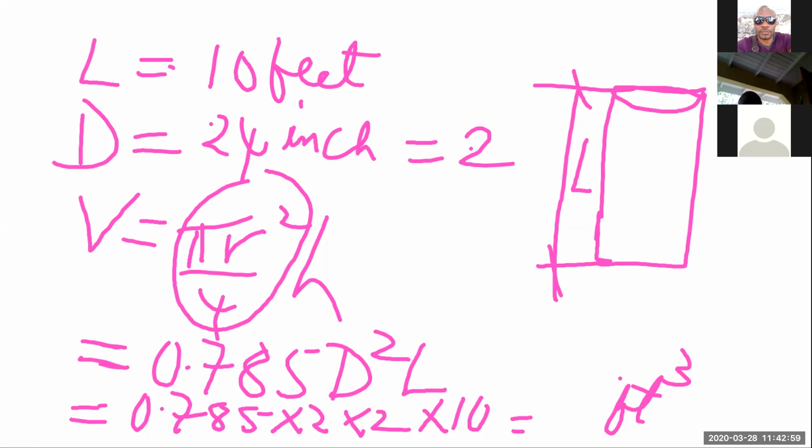So if they tell you it's a 10-inch pipe, a circular pipe, and they give you a length, say 10 feet of pipe, you have to view it as a cylinder. So the equation you have to apply is the volume of a cylinder.